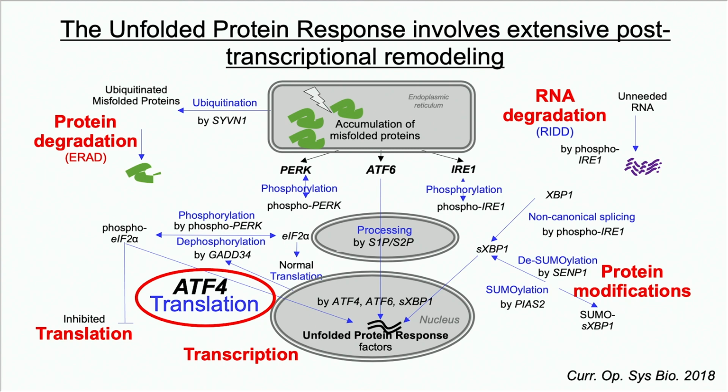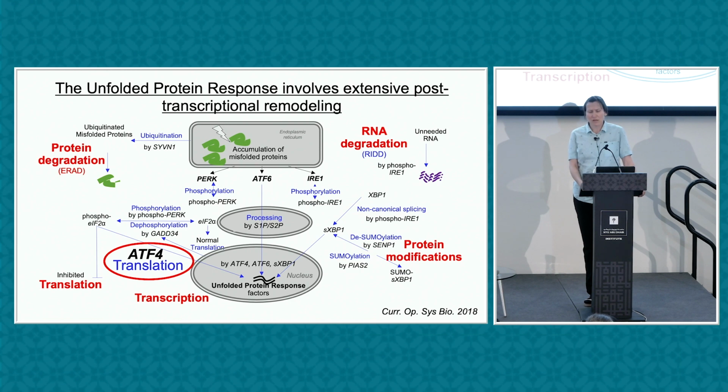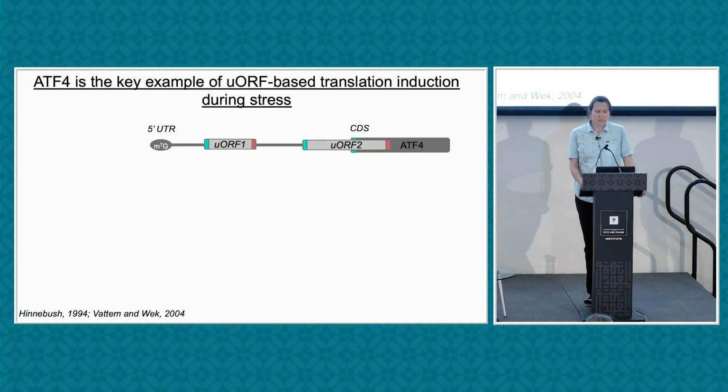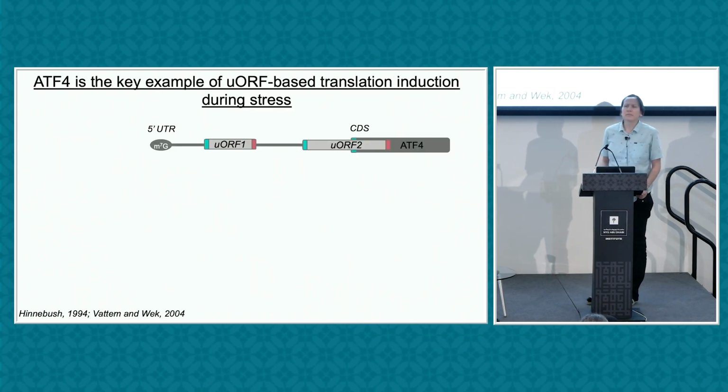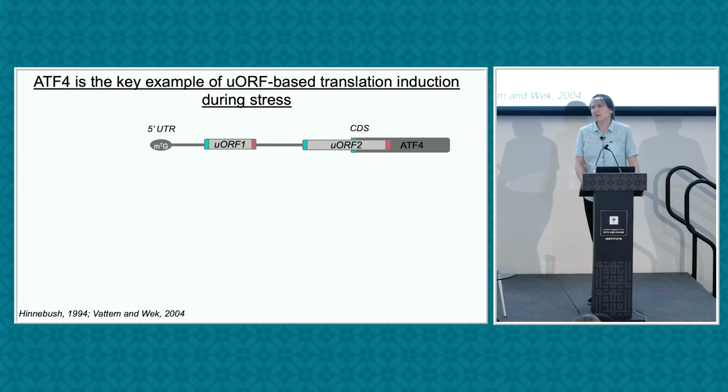Whenever you look at the ER stress response and you have ribosome footprint data, you always look for ATF4 because it's a key gene that is known to be induced at the level of translation in response to stress, despite this general shutdown of translation because of EIF2 alpha phosphorylation. And so this is ATF4. It's a prime example of a gene that's induced at the level of translation.